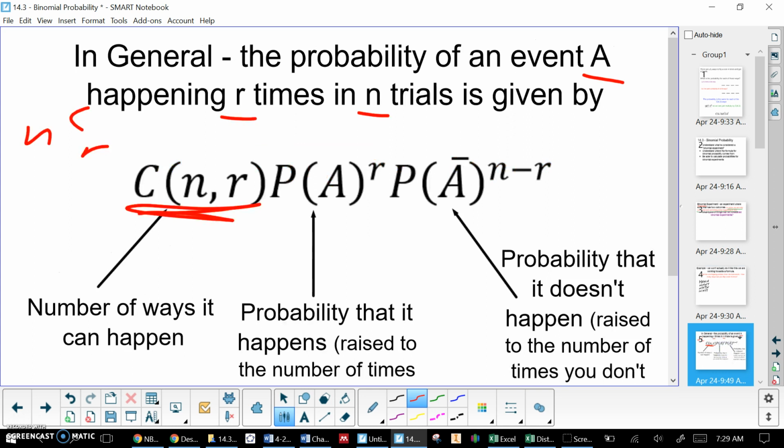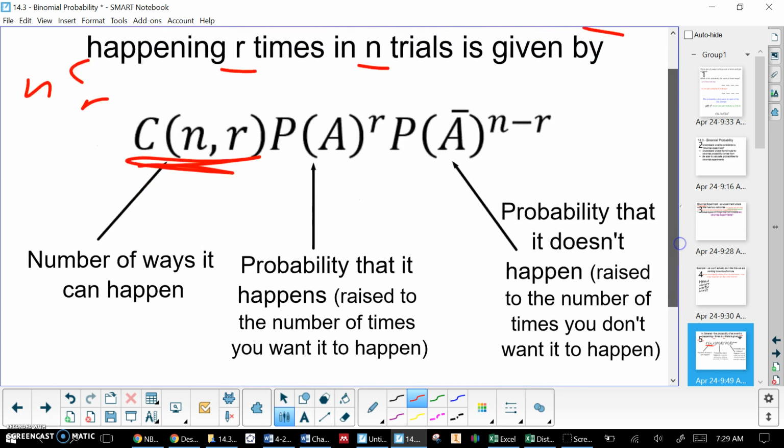The next part is the probability that it happens, which is given by P of A, raised to the number of times it happens. So in our case, the probability of getting a heads is 50%, 0.5. We want it to happen 3 times, so 0.5 to the 3.